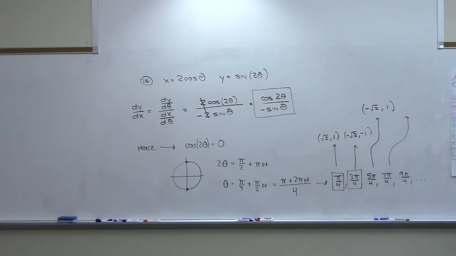7 pi over 4. This is in quadrant 4, so we should have a positive root 2 and a negative. Positive root 2. Well, double that means 14 pi over 4. 2 goes in there, so 7 pi over 2. 1, 2, 3, 4, 5, 6, 7. So we're at negative 1.